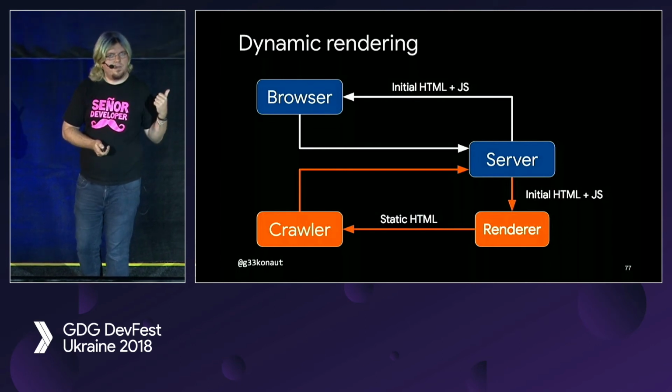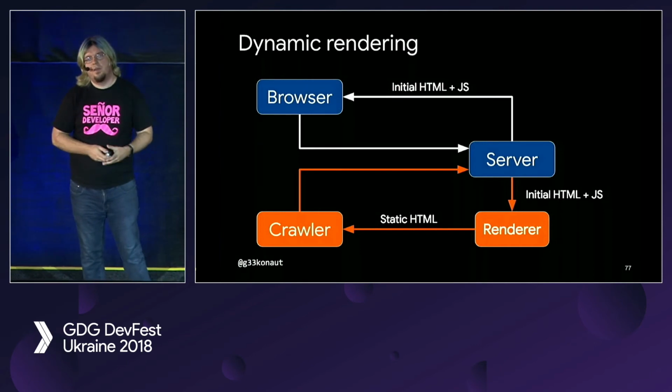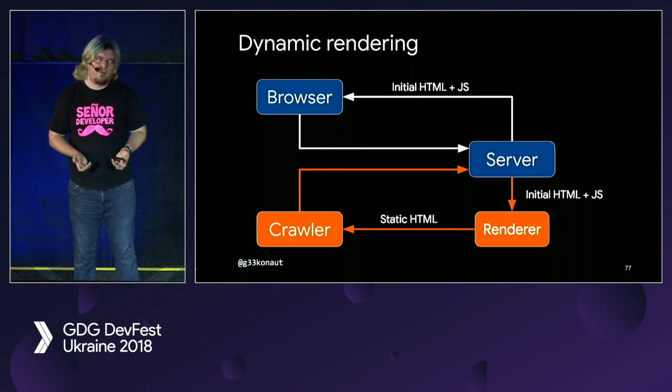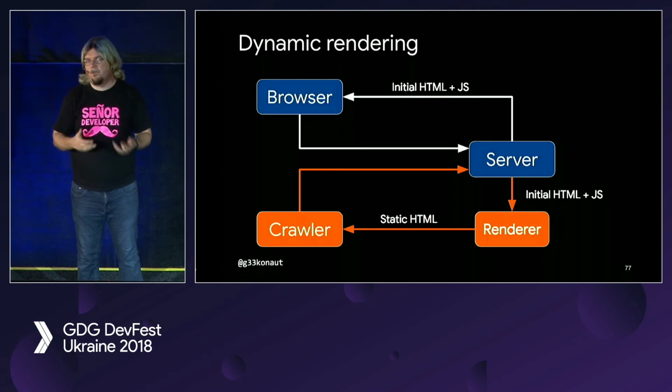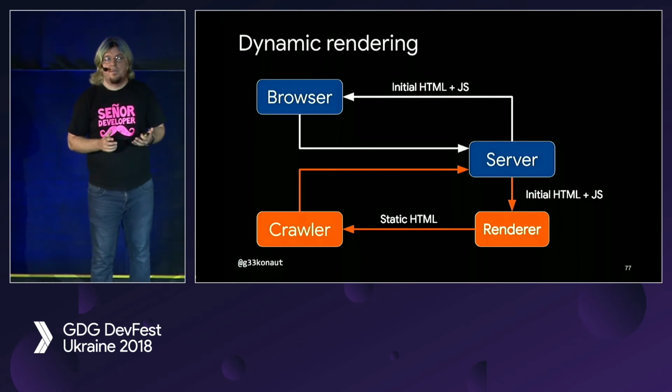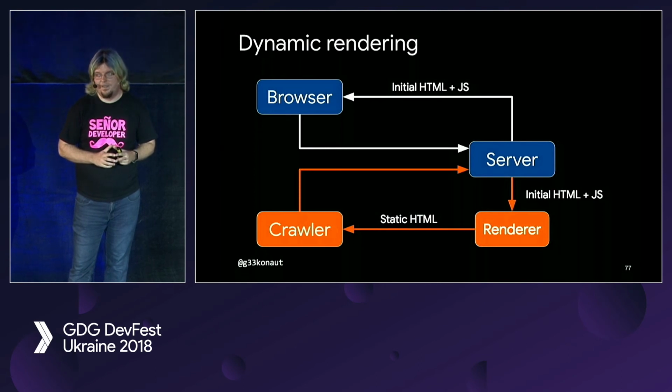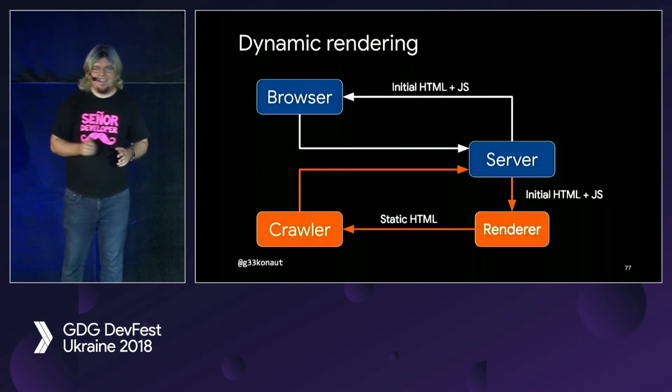So you can use dynamic rendering as a workaround to get back into the first wave of indexing, or to support crawlers that do not run JavaScript at all, or only run a very small subset. A thing that a lot of people don't know is, for instance, when I say run JavaScript, Googlebot runs a Chrome 41. That is from 2015. ES6? Not really. Right? There's a bunch of limitations.